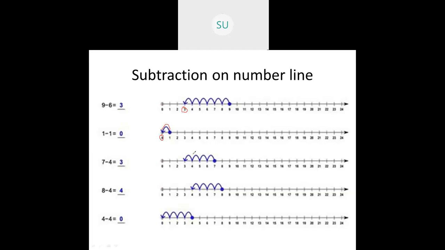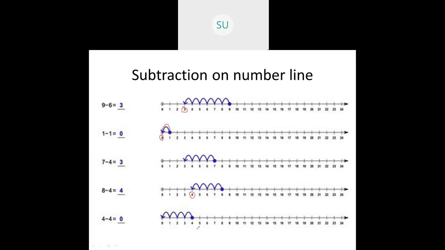Okay, then 7 minus 4. How do you do 7 minus 4? We'll start from 7 and count 4 steps backwards. So, 1, 2, 3, 4. When we count 4 steps backwards, we get 3. So 7 minus 4 is equal to 3. Okay, then 8 minus 4. We start from 8 and count 4 steps backwards. So, 1, 2, 3, 4. Which number did we reach here? We reached the number 4. So 8 minus 4 is equal to 4.